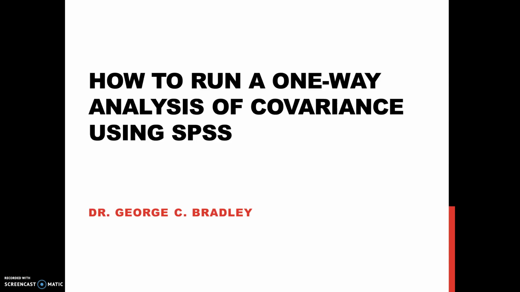Bradley, and today's presentation will be on how to run a one-way analysis of covariance using SPSS. With a one-way analysis of covariance, each individual or case must have scores on three variables: a factor or an independent variable, a covariate, and a dependent variable.